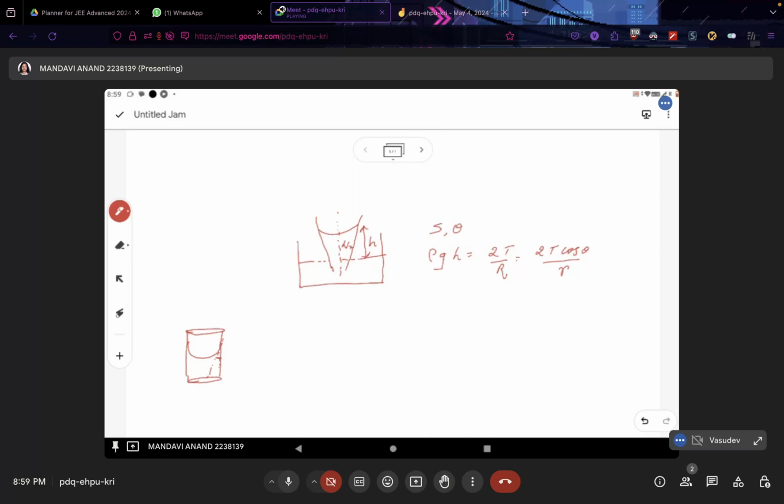Theta won't change, T won't change, g won't change, rho won't change, right? I see what this means. H1R1 is equal to H2R2. This is an important derivation. H1R1 is equal to H2R2.